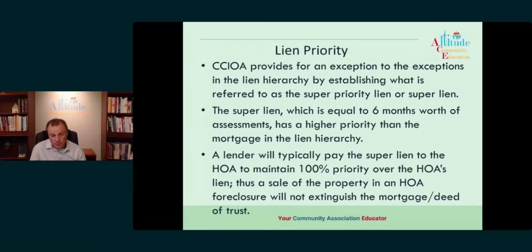So what banks typically do is they'll get served with the notice of the foreclosure. They'll reach out to our office or whatever attorney's office there is. They'll ask for a ledger. They will then pay their 6 months' worth of assessments so that the association gets that. And then their priority now jumps back above the association. So when the association completes its foreclosure, it would complete it subject to the first mortgage.